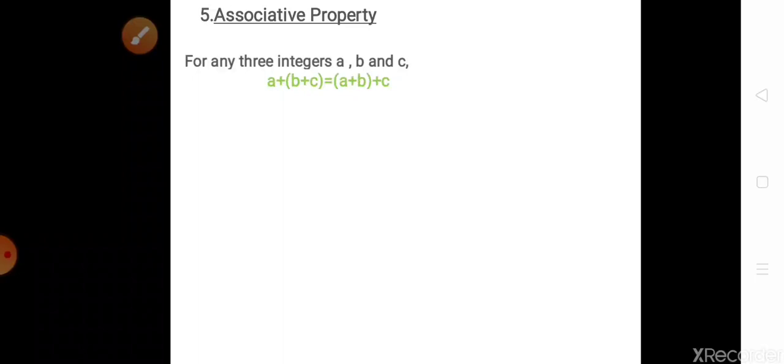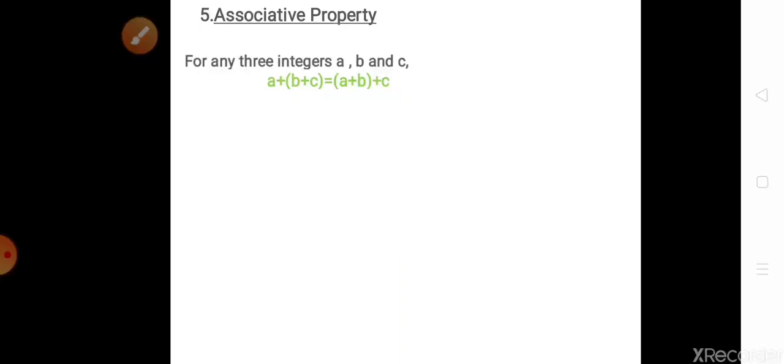Then the next one we have is your associative property. Let's see what it says. For any three integers, okay class, now you have to be a little conscious. We have three integers now. For any three integers a, b and c, a, b and c can be positive or negative. No need to worry about it. The property will remain the same: a plus bracket b plus c is equal to bracket a plus b plus c.